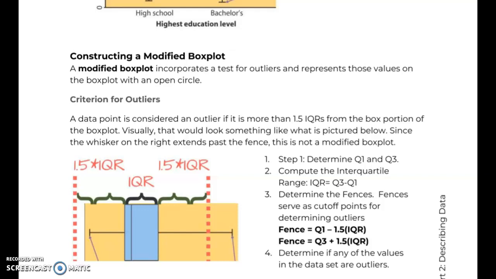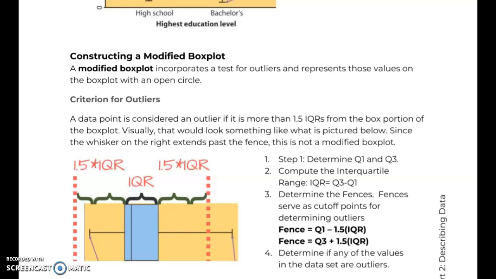The way we determine our lower fence value, we're going to take Q1, the first quartile, and subtract 1.5 interquartile ranges from it. And again, anything less than that would be considered an outlier. We're going to find the upper fence value by taking Q3, our third quartile, and adding 1.5 times the interquartile range to it, and that's going to be our upper fence boundary. Anything larger than the upper fence would be considered an outlier. Anything lower than the lower fence would be considered an outlier.